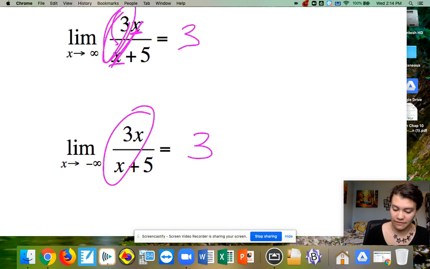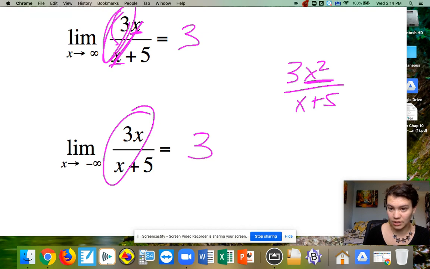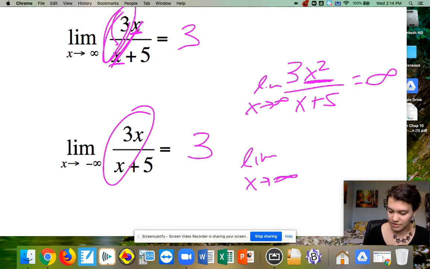So here, if we had like 3x squared over x plus 5, and x squared is going to grow a lot bigger if we go towards infinity. So this is going to get really big. If we had something similar, so say 3x over x squared plus 5, the x squared is going to grow bigger. So then the bottom is going to get bigger and you're going to go towards 0.